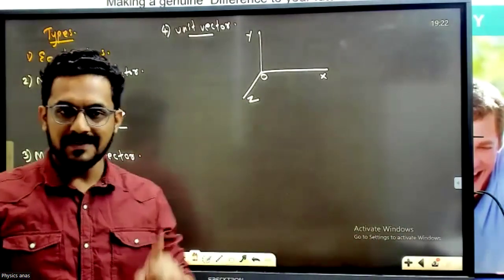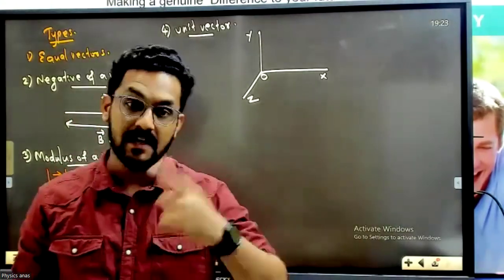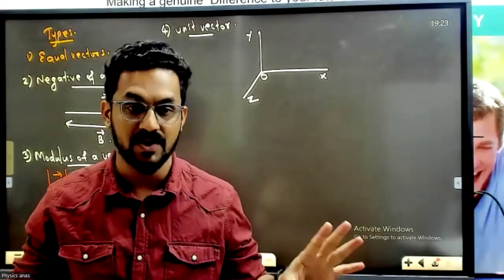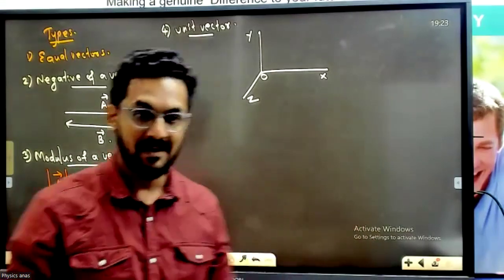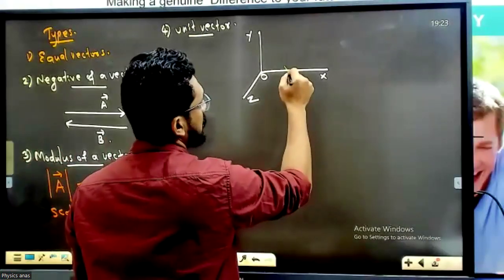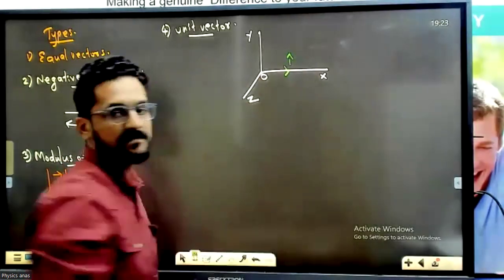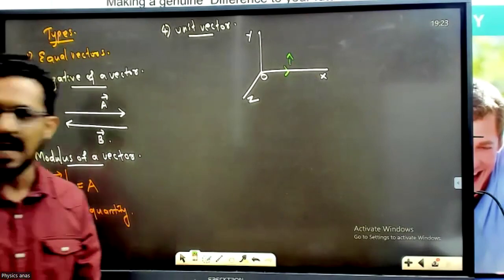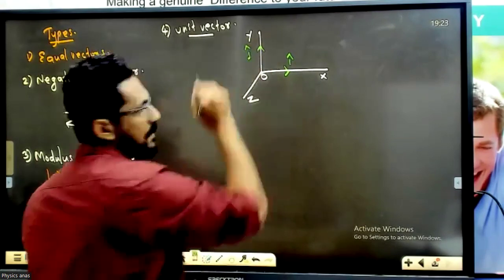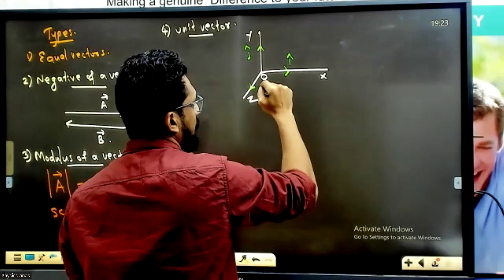And there is a vector that is showing the direction of the x-axis. There is another vector showing the direction of the y-axis. Also, another vector showing the direction of the z-axis. I can take the vector showing the direction of the x-axis as I cap. The vector in the direction of the y-axis is j cap.